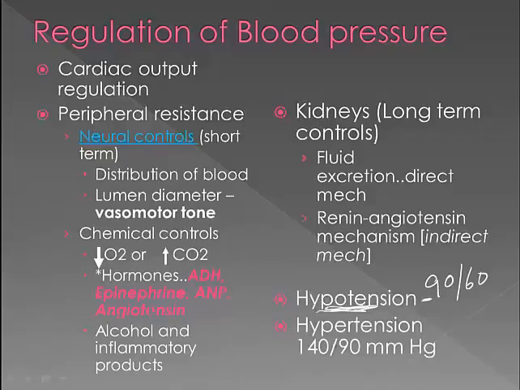Hypertension is when the blood pressure is more than 140 by 90, though nowadays even 130 millimeters of mercury systolic is considered high, or at least one is worried about it. So you want to keep your blood pressure below 120 by 80.